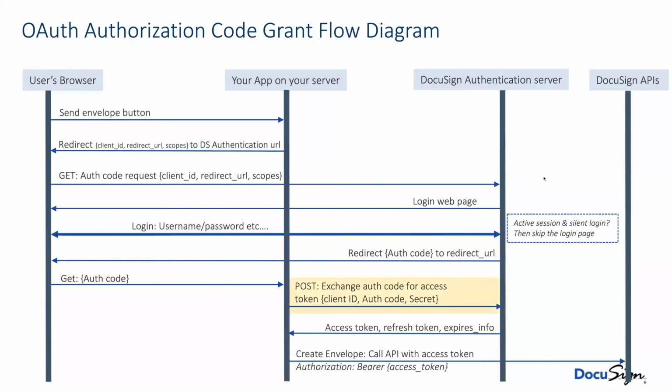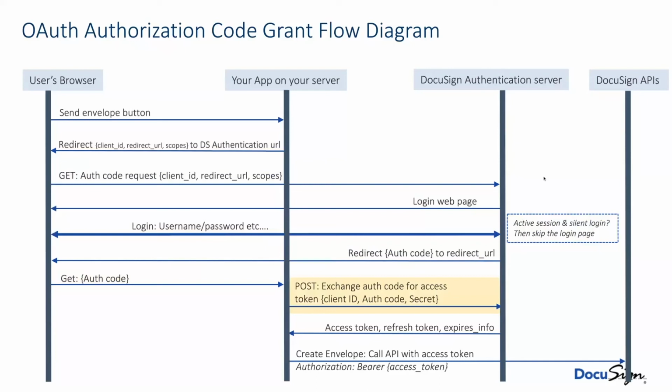sends a POST request essentially out its back door because the user's browser is waiting during this process. And so your application now sends a POST request out its back door to the DocuSign authentication server. And in this request, the goal is to exchange the authorization code for the access token.